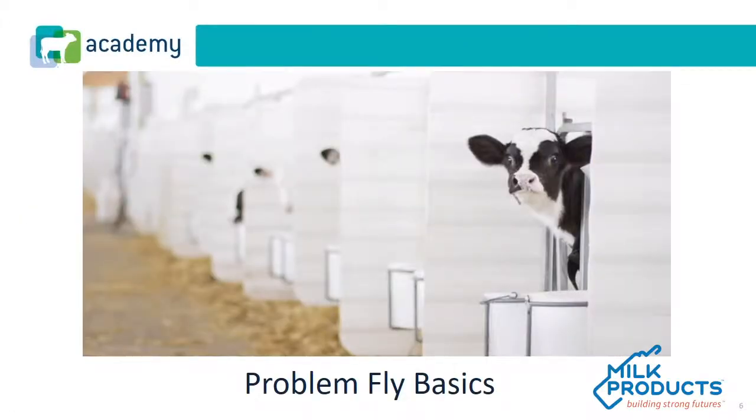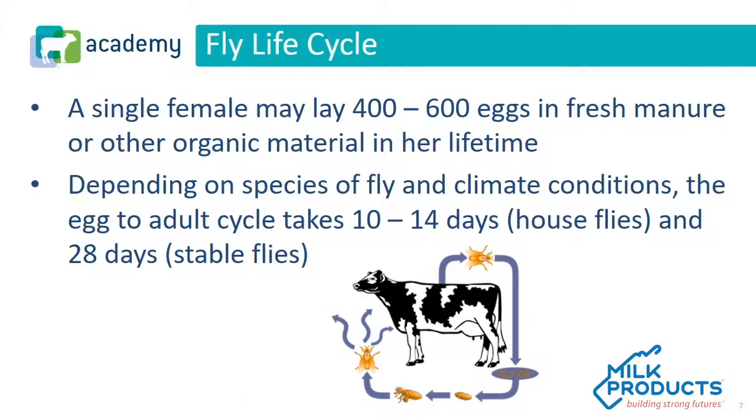Problem fly basics. If we look at the fly life cycle in general, this is true across the problem species of flies that we're discussing today. A single female can lay 400 to 600 eggs in fresh manure or organic material in her lifetime. Depending on the species of fly and climate conditions, the egg-to-adult cycle takes 10 to 14 days for house flies and 28 days for stable flies.